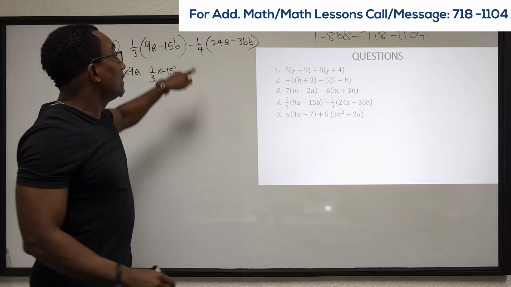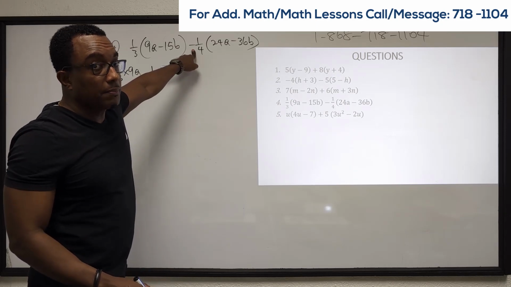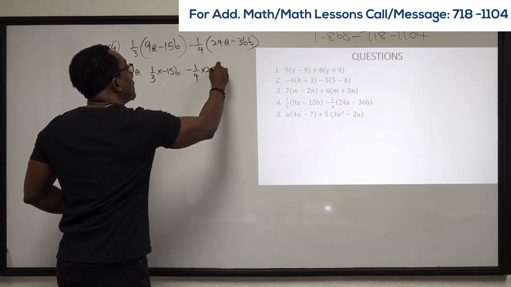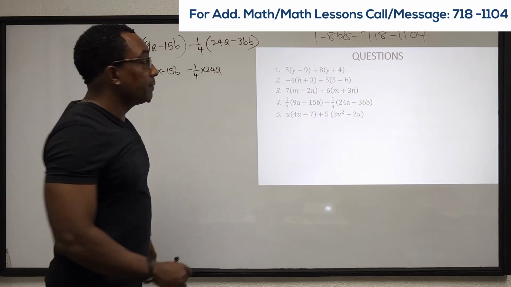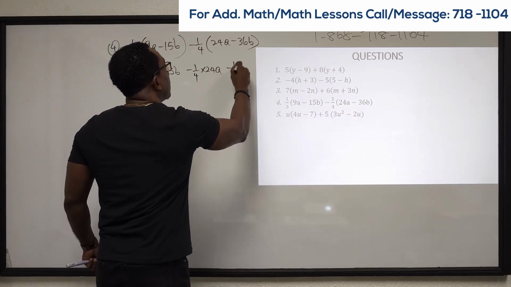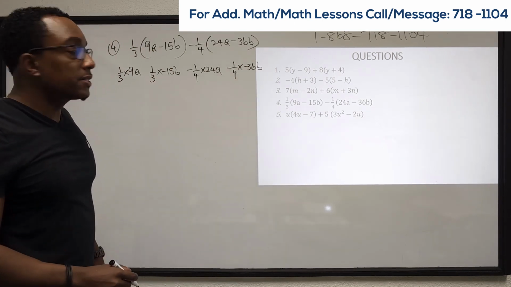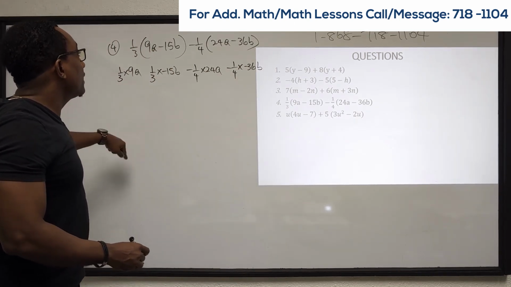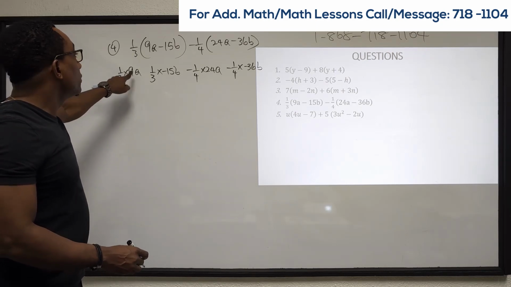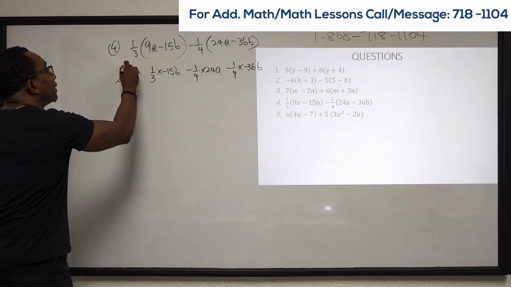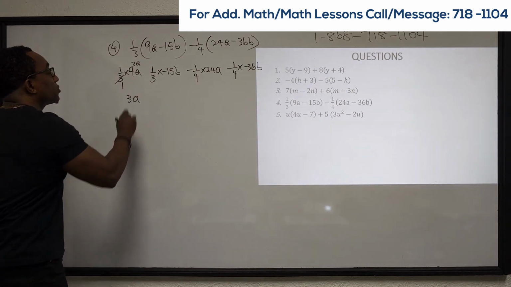We're going to multiply negative a quarter, not just a quarter, but negative a quarter by 24a and negative a quarter by negative 36b. So let's simplify. 1/3 by 9a, 3 into 3 is 1, 3 into 9a is 3a, and 3a by 1 is 3a.